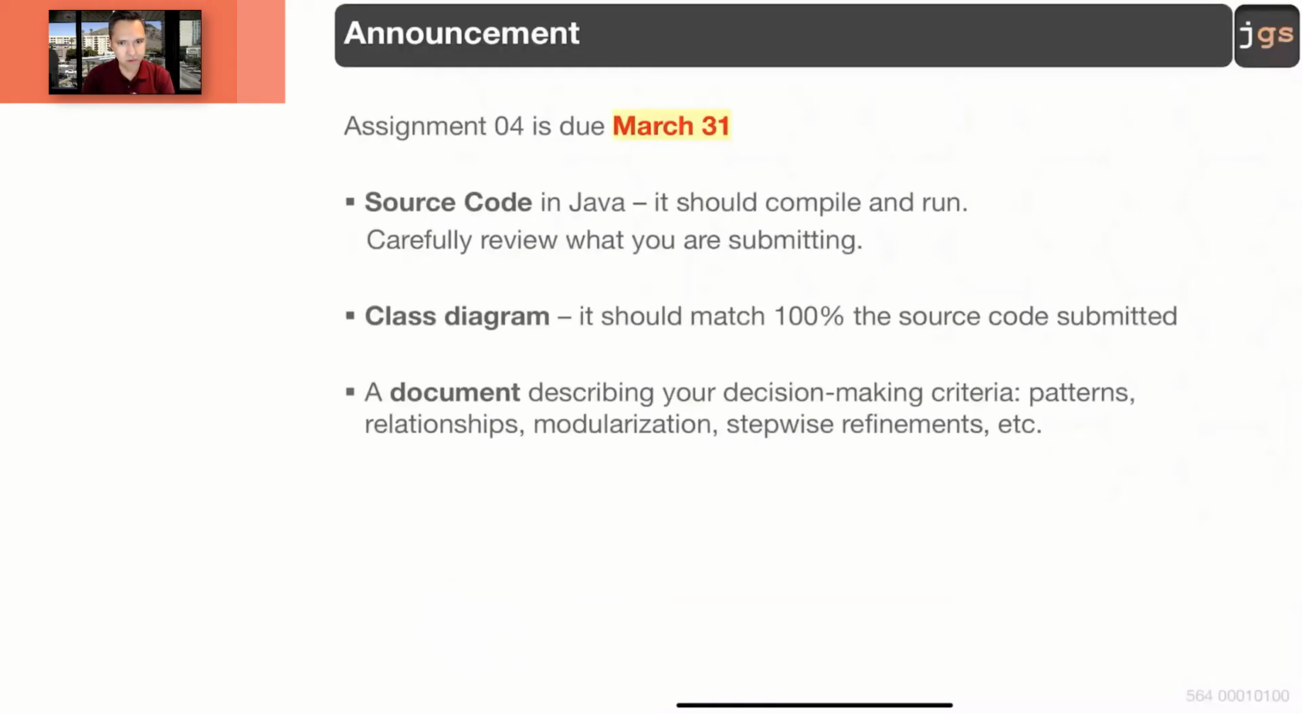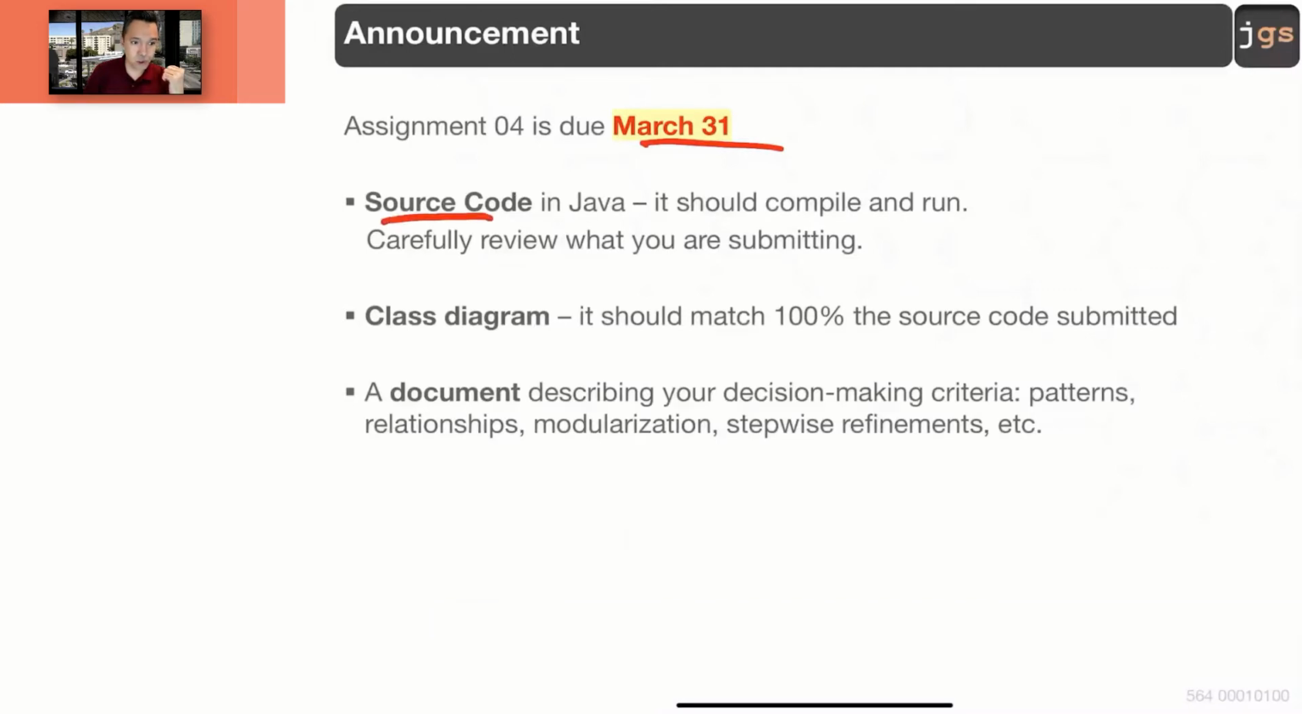Please do not forget to submit your assignment. You still have some time to work on it. Remember, source code, class diagram, and a small document describing your solution, mainly your decisions in terms of the design that you implement. So assignment 4, you still have time.